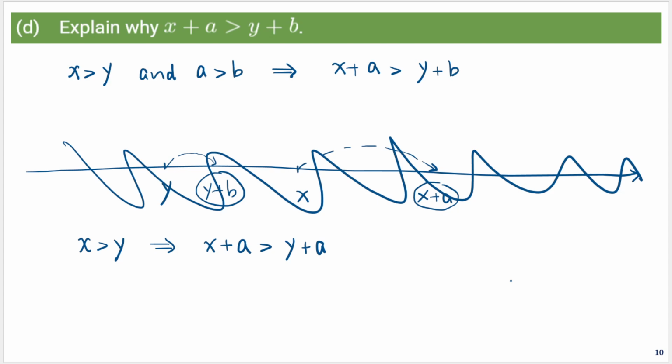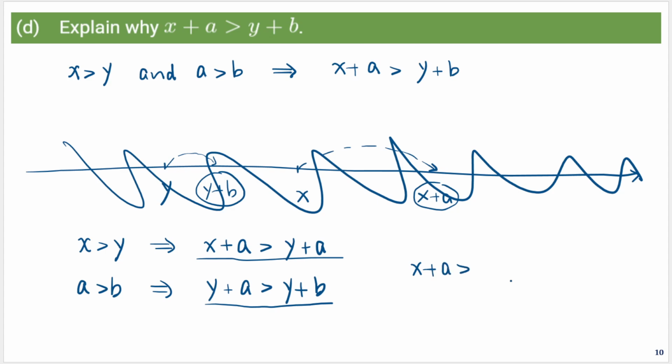And we also know that a is greater than b. Adding y to both sides of this inequality gives us y plus a is greater than y plus b, right? So if we consider this inequality and the previous inequality, we can combine them together in an inequality chain, which means x plus a must be greater than y plus a, which must be greater than y plus b, right? Therefore, we have proved x plus a must be greater than y plus b. Did you get it?